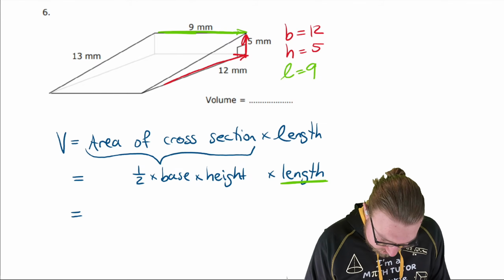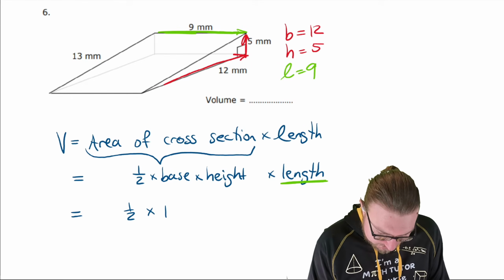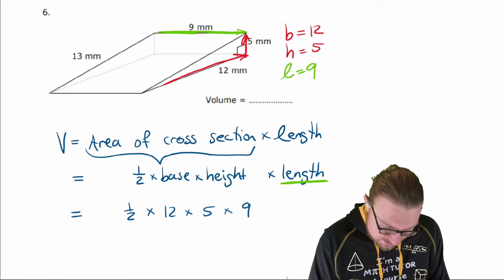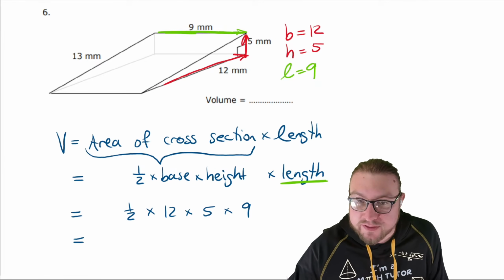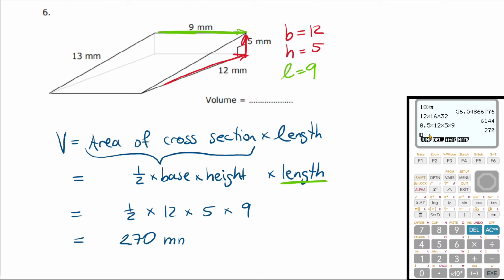Okay, so let's put our numbers in. Half times the base is 12. The height is 5, the length is 9, and we've got everything that we need. So let's again chuck it in the calculator and we're done. So we have half times 12 times 5 times 9, which is 270. And again, our unit, millimeters, but cubed because we have volume.